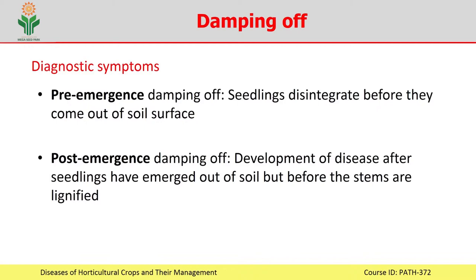In pre-emergence damping off, the seed gets attacked by the pathogen and it germinates, but the seedling doesn't come out of the soil. In such cases, it is called pre-emergence damping off. Pre-emergence damping off leads to poor seed germination, so the number of seedlings produced is very low.